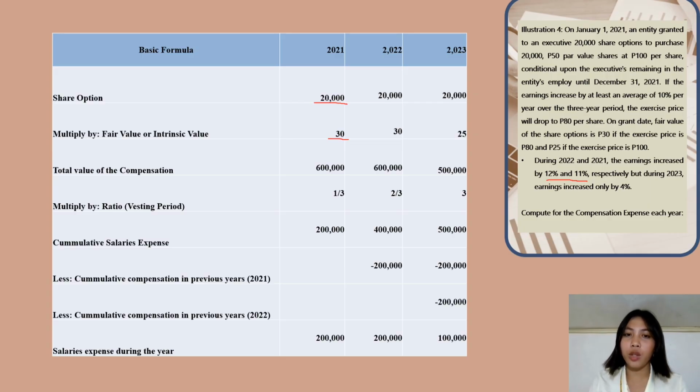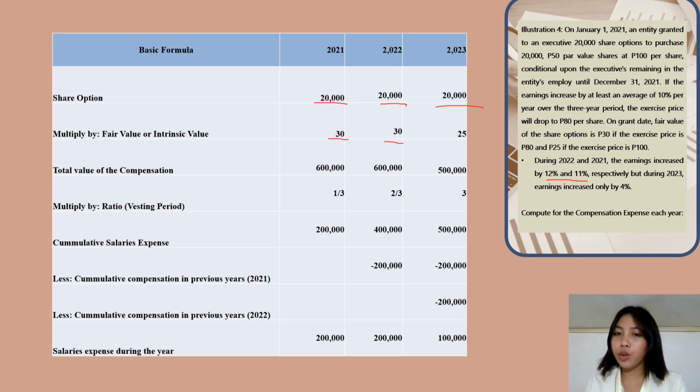times sa vesting period, naa tay cumulative salaries expense 200,000, less wala, so naa tay salaries expense during 2021 200,000. 2022, 20,000 share option, fair value nato 30 gihapon tong gamiton kay nakalapas man siya sa 10%. So 600,000 gihapon, i-multiply sa vesting period naa tay 400,000 sa 2022. I-less nato sa cumulative compensation sa 2021 which is 200,000. So sa year 2022 salaries expense is 200,000 gihapon. 2023, 20,000 gihapon ang share option.